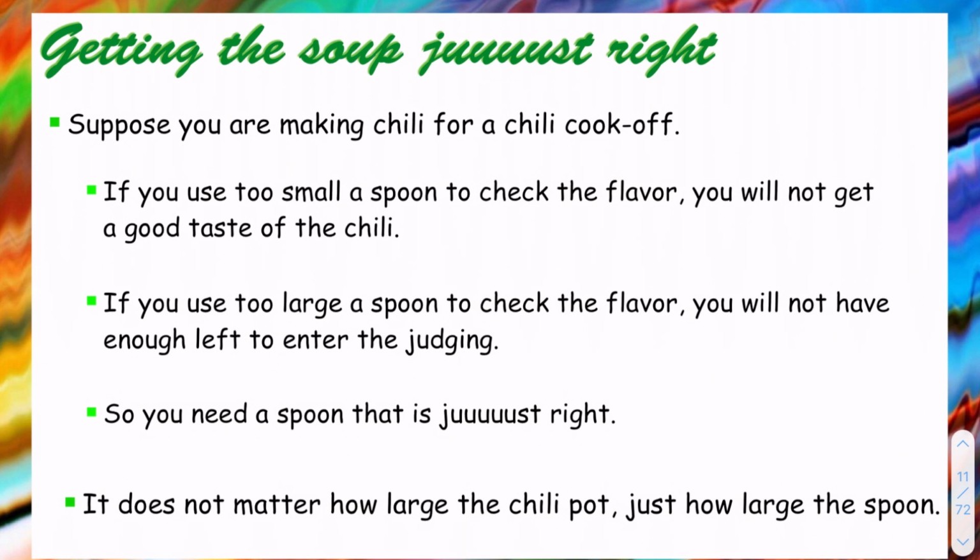This idea of collecting and randomizing, it's getting the soup just right. So suppose you're making chili for a chili cook-off, or a soup. If you use too small a spoon to check the flavor, you'll not get a good taste of the chili in the mix. If you use too large of a spoon to check the flavor, you'll not have enough left to enter the judging because you ate too much of it. So you need a spoon that's just right. It does not matter how large the chili pot is, however, just how large the spoon is for sampling.